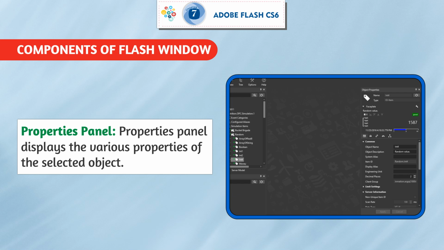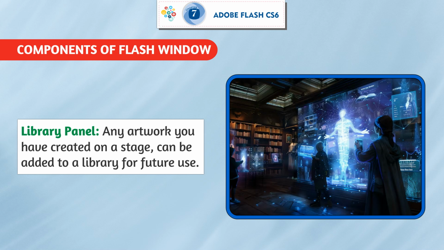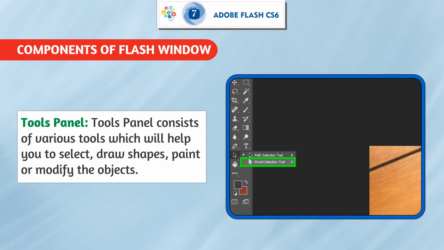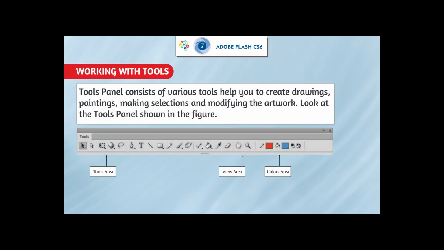Properties panel. The Properties panel displays the various properties of the selected object. Library panel. Any artwork you have created on the stage can be added to a library for future use. Tools panel. The Tools panel consists of various tools which will help you to select, draw shapes, paint or modify the objects. Working with tools. The Tools panel consists of various tools that help you to create drawings, paintings, make selections and modify the artwork. Look at the Tools panel shown in the figure.